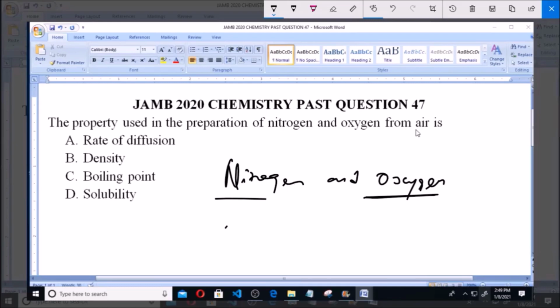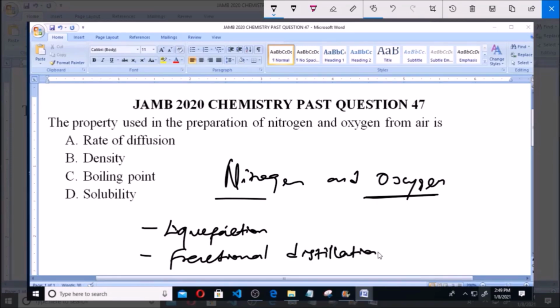Now, for us to get nitrogen or oxygen from air, two processes are involved. Number one is what? Liquefaction of air. Air has to be liquefied, like remember, liquefaction of air. Then the next is fractional distillation. After air has been liquefied, it has to undergo what we call fractional distillation. This is because nitrogen and oxygen, which are the components of air, have different boiling points.